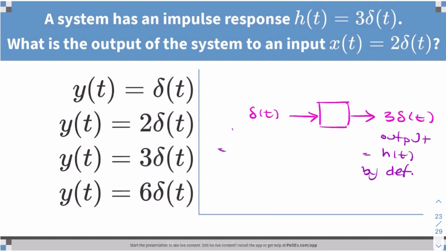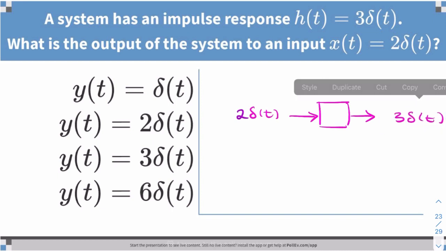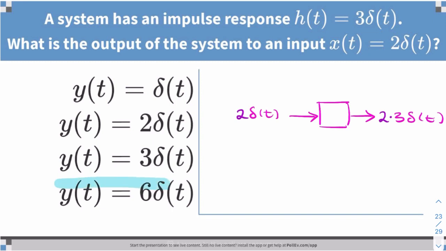Now the question isn't that. The question is asking, what would the output be if we actually had a 2 right there? Well, using scaling, because of linearity, it would simply be 2 times that. So if you multiply the input by 2, you multiply the output by 2. So this would be your answer.